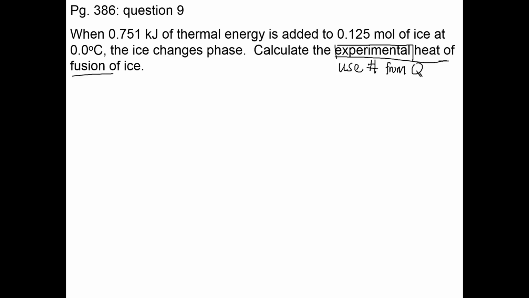Now, let's make a list of variables first. We're asked for the experimental heat of fusion. So we're asked for heat of fusion. We don't know it. We were told 0.75.